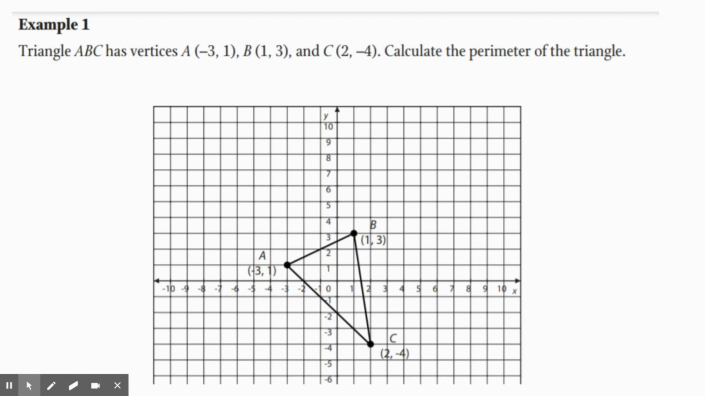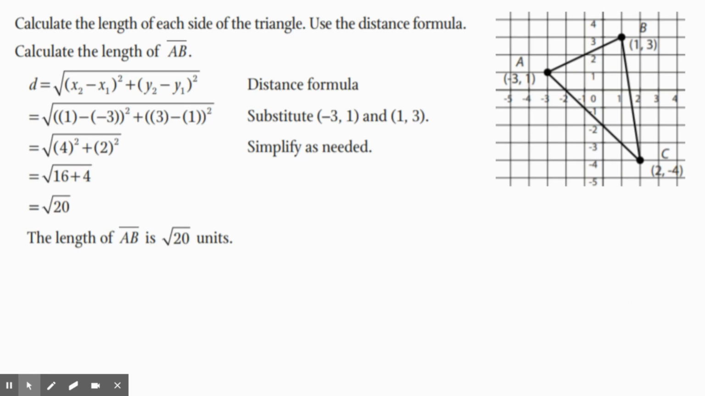Example 1: triangle ABC has vertices A(-3, 1), B(1, 3), and C(2, -4). Calculate the perimeter of the triangle. Like I mentioned before, we're going to be using the distance formula. As you can see, I've shown all my work. I've plugged in the values for points A and B, so I have (-3, 1) and then (1, 3) for B, substituted into the distance formula, and I get a final length of radical 20.